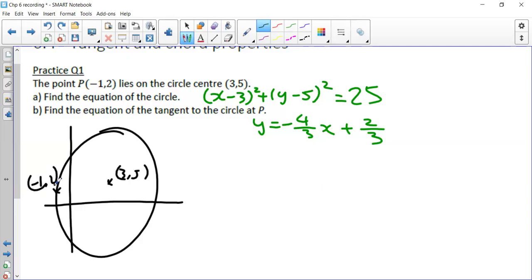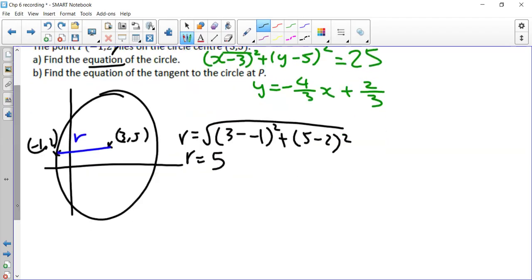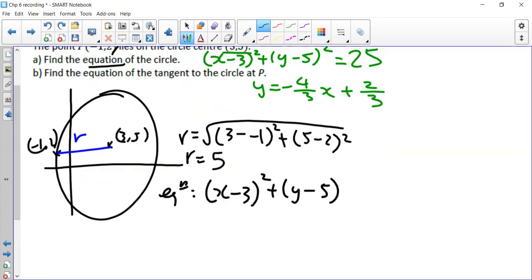To find the equation of a circle, we need two things: a center of the circle and a radius. We already have a center, which is given by the question, (3, 5). The question is, what's the radius? To find the radius, we can use this formula: x2 minus x1, don't forget the minus in here, squared, and then plus 5 minus 2 squared. You should get radius equals 5. So therefore, the equation of the circle is (x minus 3) squared plus (y minus 5) squared equals radius squared, which equals 25. Okay, that's the equation.